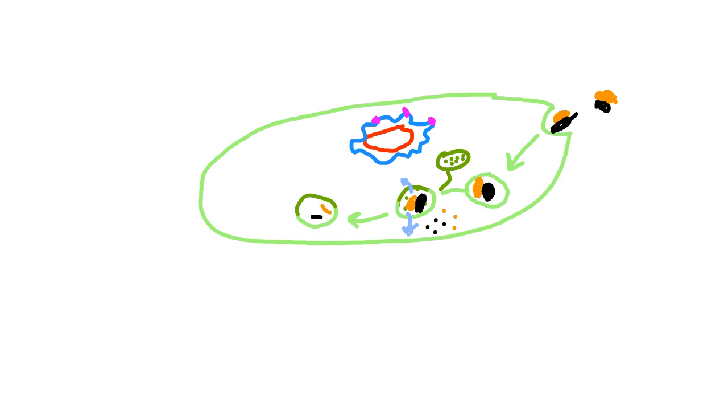Anything that's left inside of the vesicle is then moved back to the membrane, and the membrane fuses with the membrane. And then those waste products will be dumped.